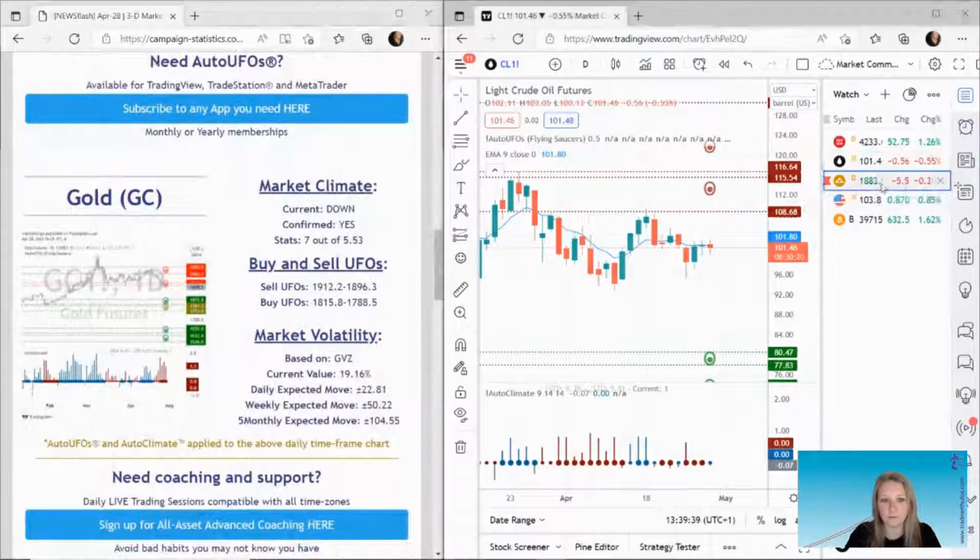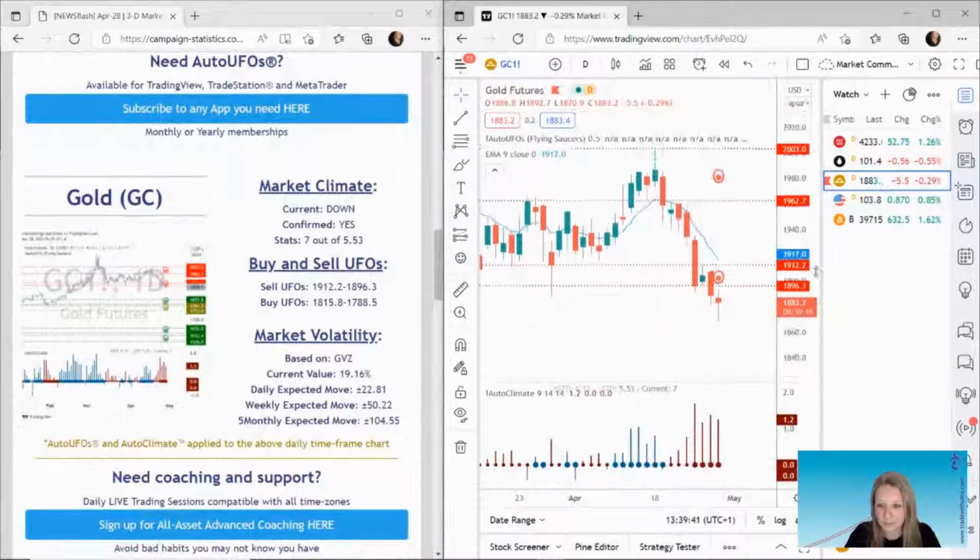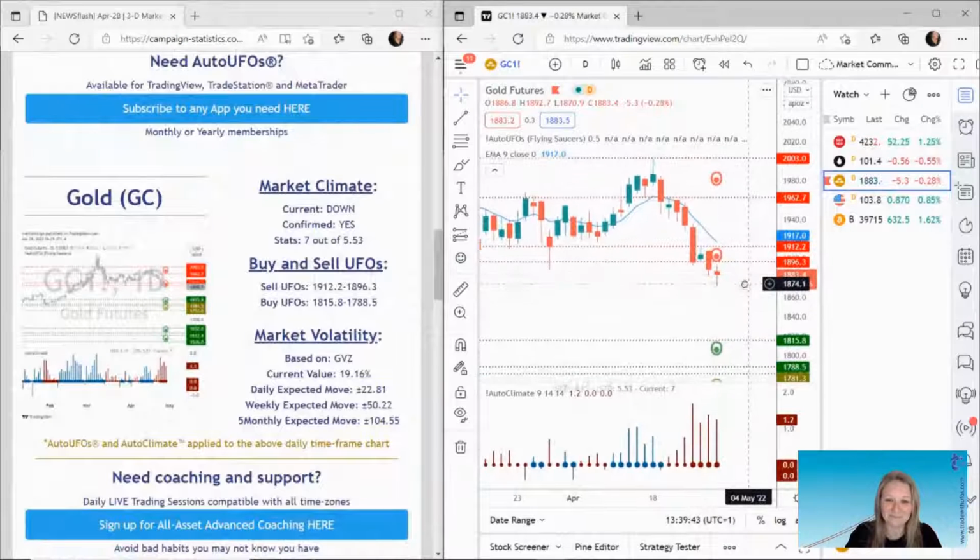So let's have a look at gold. Again, squidge it so we can see what we need to see.